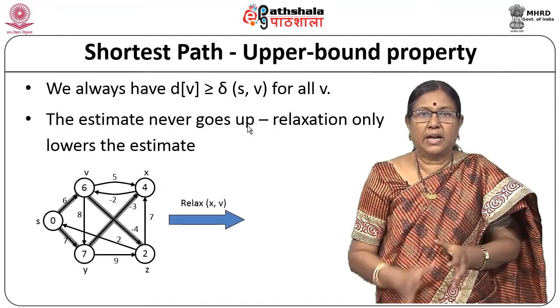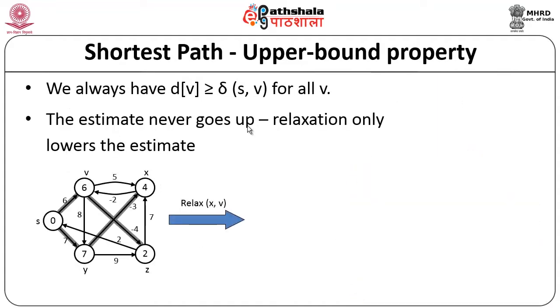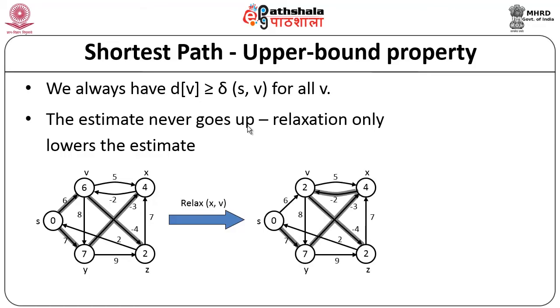Okay. Then we have the upper bound property. We always have that the dV that we have estimated is greater than or equal to delta(s,v) for all v, because the minimum weight is the minimum weight. All other estimates will be greater than this. The estimate never goes up. Relaxation can only lower the estimate, it can never increase the estimate. Okay. So, this is relax xv. Initially you have s, v and when we did that s to v, you have changed the estimate to 2. We will come to this again in detail.